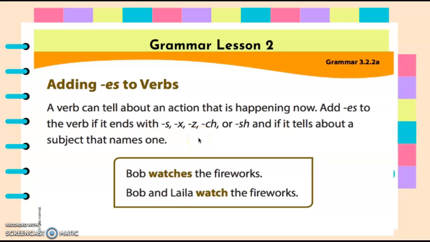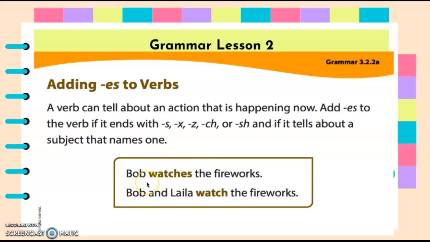In this lesson, we will learn about adding the ending es to verbs. Just like in our last lesson, a verb can tell about an action that is happening now. Add es to the verb if it ends with s, x, z, ch, or sh, and if it tells about a subject that names one.